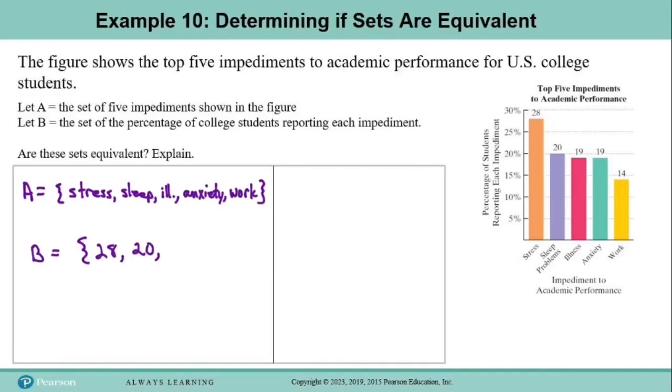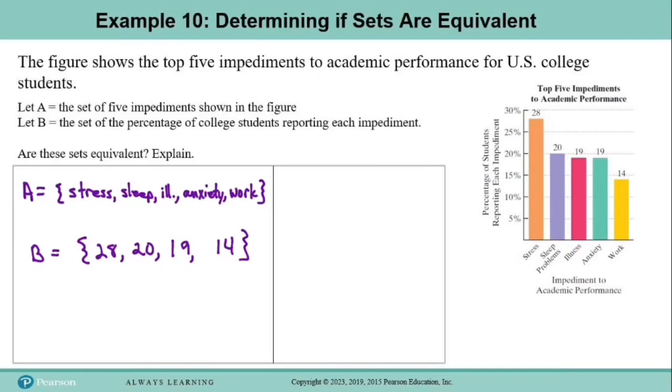20, 19, and here's another 19, but we don't list it again because remember that repeating the elements in a set does not affect the cardinality. So the second 19 does not add anything to the set, and then the last element is 14. And then we want to see if we can set up a one-to-one correspondence here.